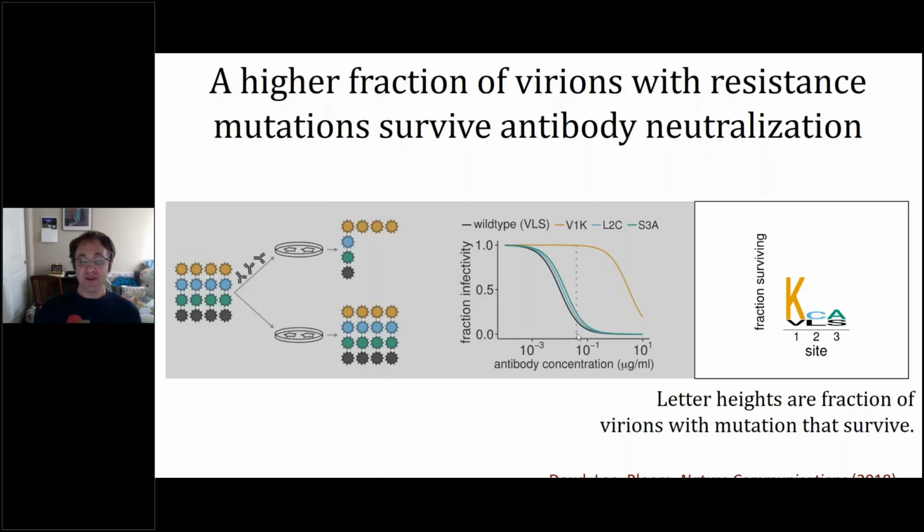At a given antibody concentration, such as this one indicated by the dashed line, I'm going to write the height of each letter as proportional to the fraction of viruses that have that mutation that survive the antibody. So when we look at our neutralization curve, you can see that the wild type virus in black and the L2C and S3A viruses are mostly neutralized by that antibody, so their letters are very short. But this V1K mutation is mostly resistant, so its letter is very high. I'm going to be using this representation because it's much easier to use when you have data for all of the mutations.